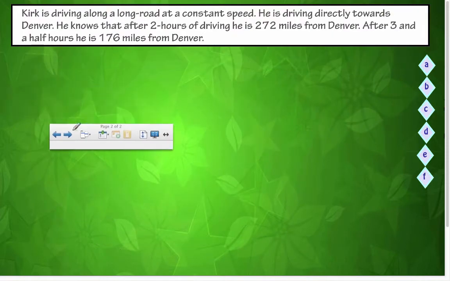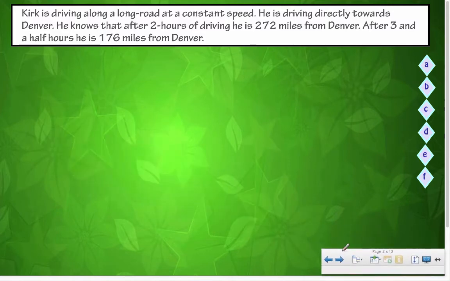I like this one. I want to spend some time with Kirk here. Kirk's driving along a road at a constant speed. That means he's not going faster and then slower and then faster and slower. He's got cruise control on. He's driving directly towards Denver. He knows that after 2 hours, he's 272 miles from Denver. He hasn't gone 272. He still has 272 miles before he gets to Denver. And after 3.5 hours, he's 176 miles from Denver.